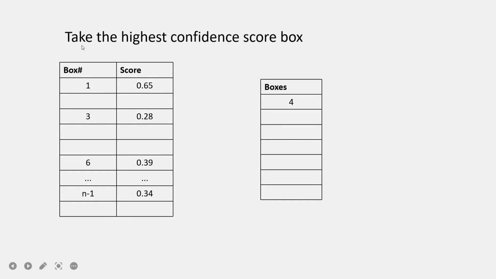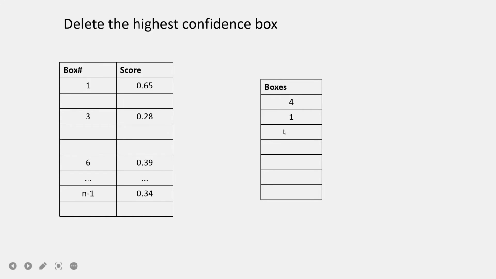So again, what is step 1? Take the highest confidence box. Over here you can see which is the highest: 0.65 is the highest. So you will take 1, and obviously 1 will be over here. Now the second step was to delete the highest confidence box, which means we have to delete this one. So we have deleted this one.